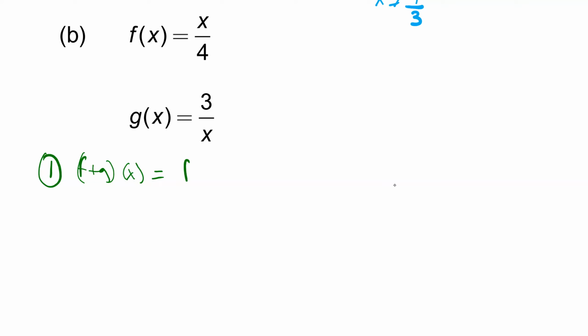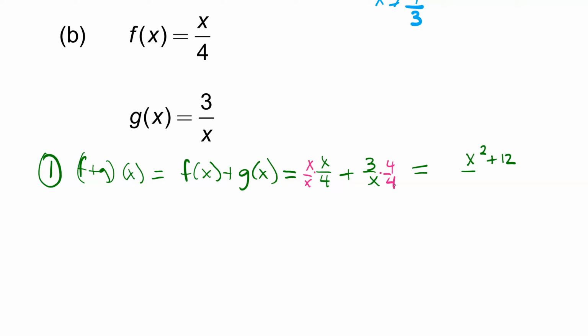So f plus g of x is just f of x plus g of x, such as x over 4 plus 3 over x. I need to have a common denominator. So multiply by x over x, multiply by 4 over 4. So that's just going to be x squared plus 12 over 4x.